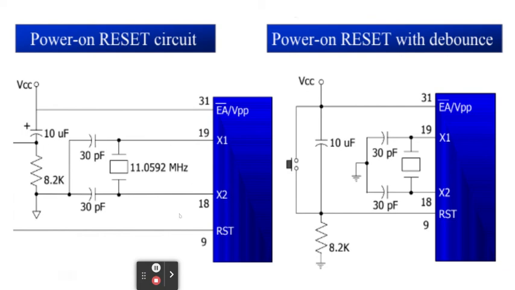And compared with that, we have here another way. If you use a push button switch, we have here a power on reset with the bounce. You will just have a parallel switch to the 10 microfarad capacitor. But basically, these two circuits are the same except that the 10 microfarad here has no parallel switch. Here, there's a switch that you can push in order to reset.